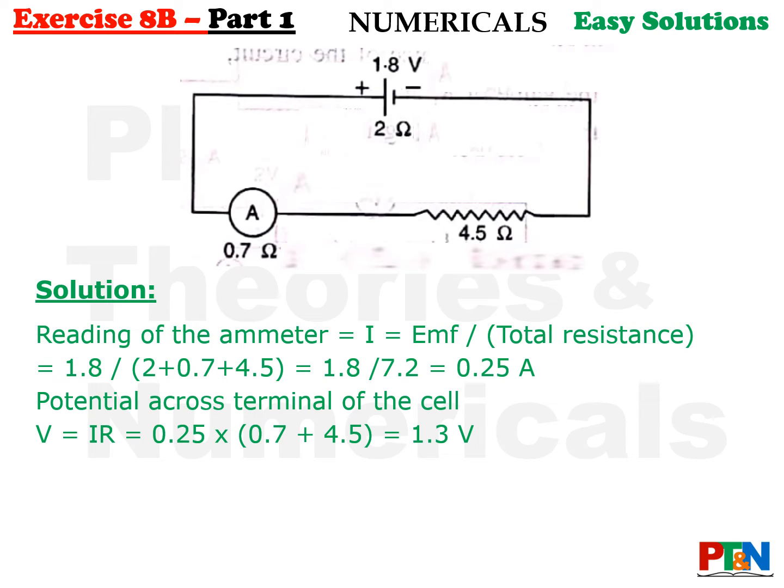So the solution is, reading of the ammeter, like the earlier numerical, is EMF by total resistance. EMF is 1.8 volt. Calculate the total resistance of the circuit, that is 2 plus 0.7 plus 4.5, that is 7.2 ohm. 1.8 by 7.2, so current will be 0.25 ampere. Simple division. Now the potential across the terminal of the cell is I into capital R, that is 0.25 into capital R. Capital R is the resistance outside the cell, that is 0.7 ohm plus 4.5 ohm, so 0.25 into 5.2 ohm, that is 1.3 volt.